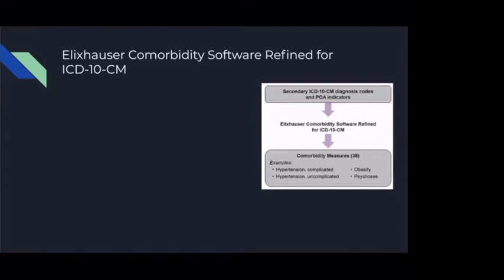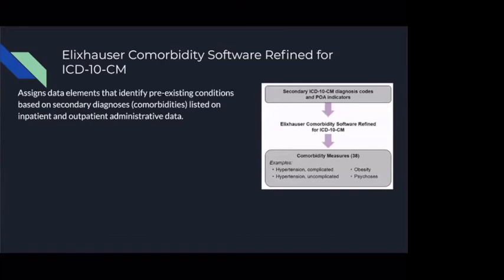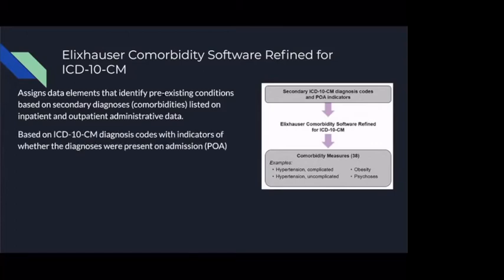Okay, and then my last example here is another one, and this is for comorbidities. What this does is focus on the secondary diagnoses. There are ICD-10 codes that are really hard to differentiate, but this software categorizes and subcategorizes a primary diagnosis from a secondary diagnosis to allow you to extrapolate additional things that would have a high correlation with your primary diagnosis. It can be done for inpatient and outpatient as well. What it does is take the ICD-10 diagnosis code with indicators of whether the diagnoses were present on admission.